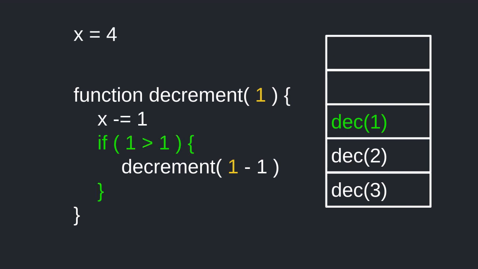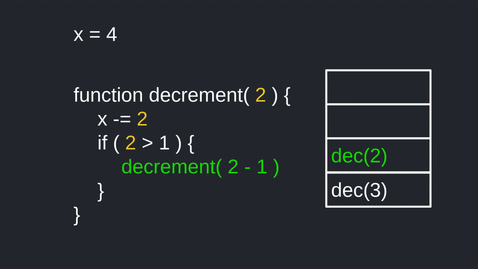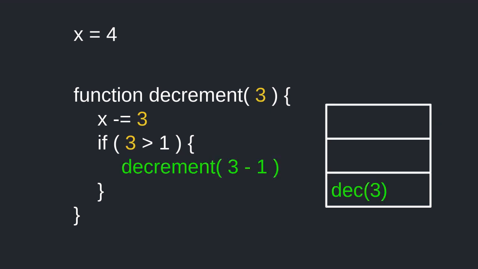And decrement 1 finished executing, so we'll remove it from the stack of function calls. Now decrement 2's execution is also finished, so we'll also remove it from the stack of function calls. And finally, decrement 3 finished its execution, and we are left with the state variable x equals 4.